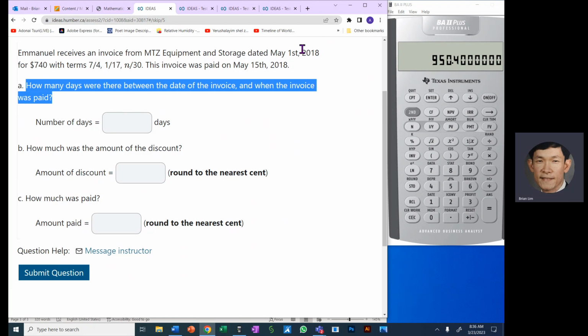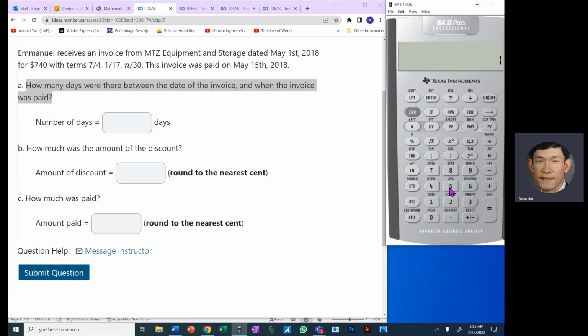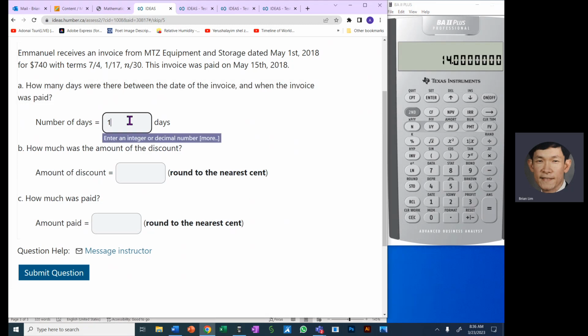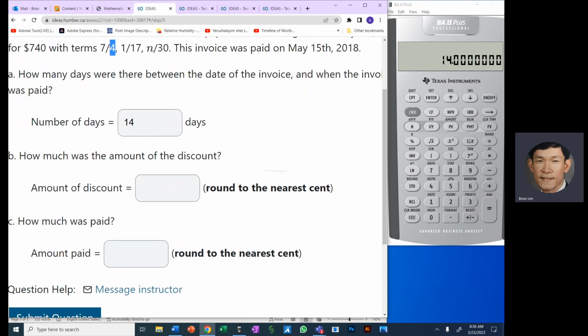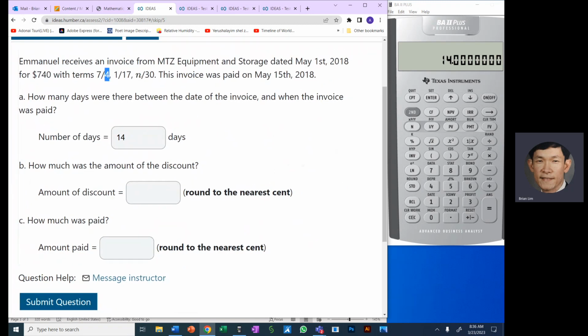So how many days were there between the date of the invoice and when the invoice was paid? All right, so we take the 15 and we subtract 1. All right, 15 minus 1 gives us 14. So it's 14 days. All right, so where does 14 put us? Well, 14 is past 4, for sure. This is the number of days. It's past 4, but looks like it's less than 17, correct? Yeah. 14 is before 17. So the eligibility for discount, the percentage is 1%.